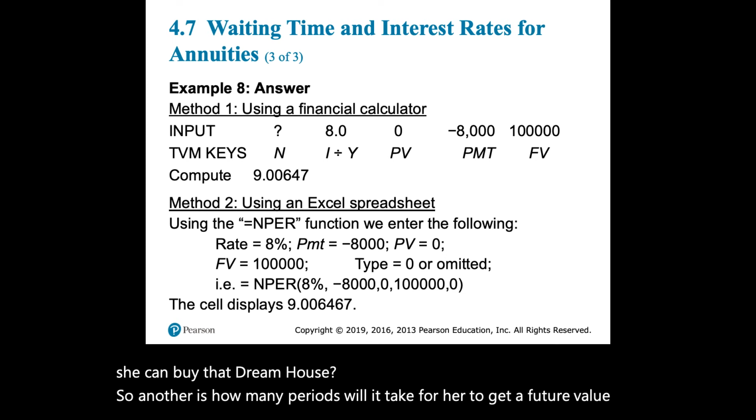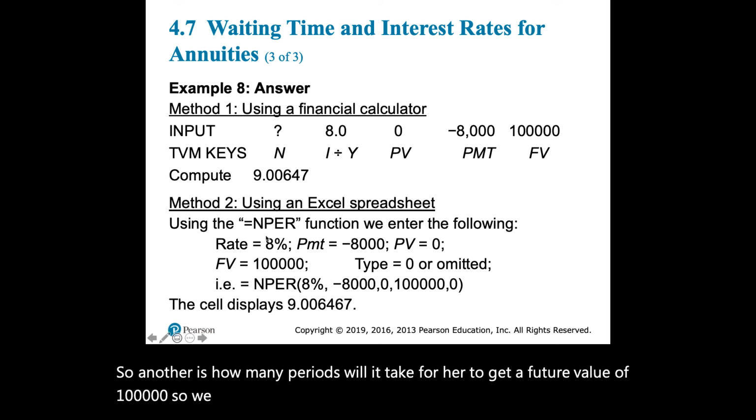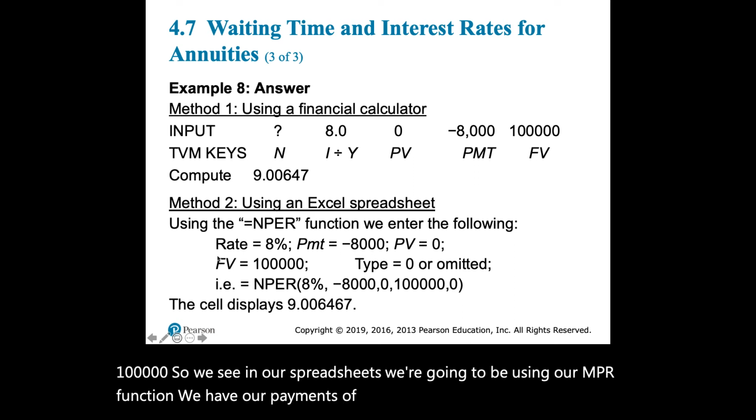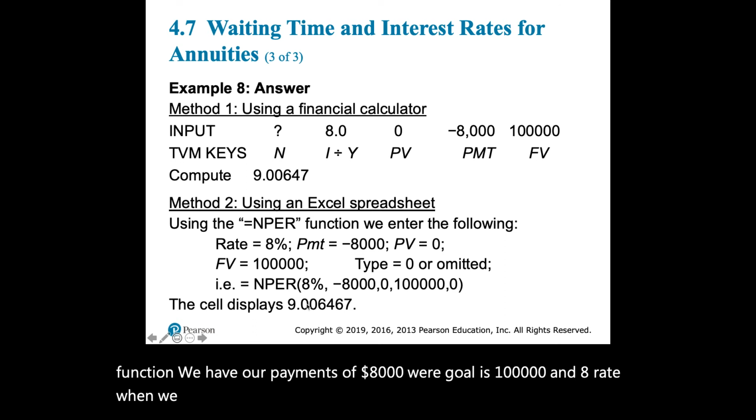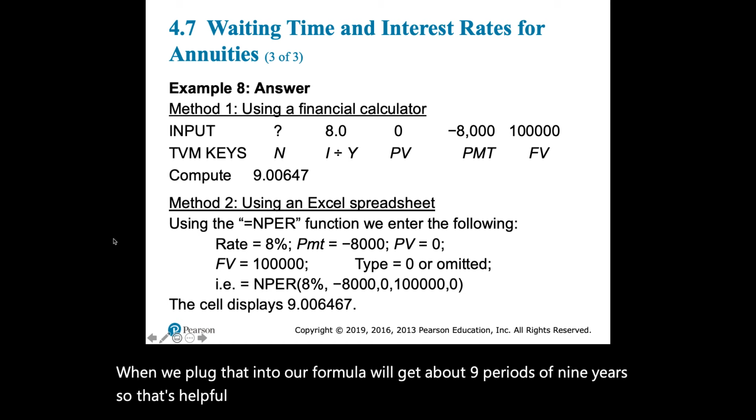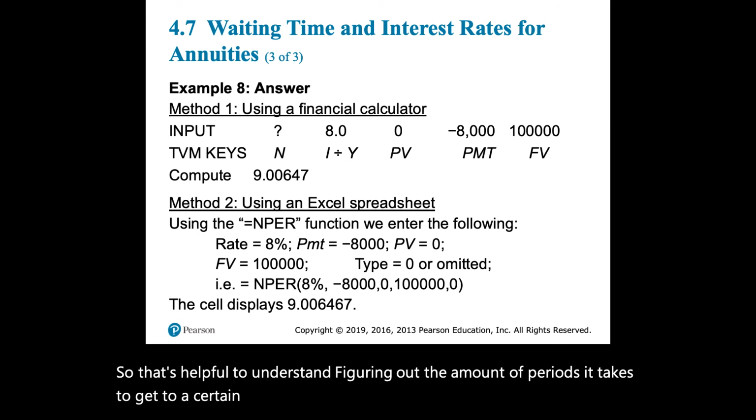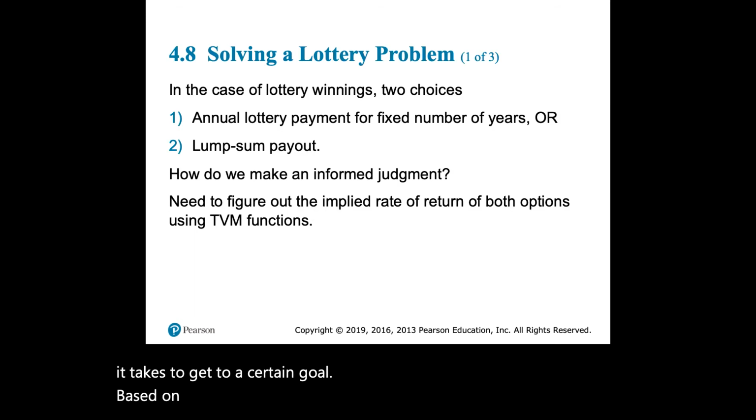So we see in our spreadsheets, we're going to be using an NPER function. We have our payments of $8,000. Our goal is $100,000 at an 8% rate. When we plug that into our formula, we'll get about 9 periods or 9 years. So that's helpful to understand figuring out the amount of periods it takes to get to a certain goal based on our annuity payments. Let's take a look at another example.